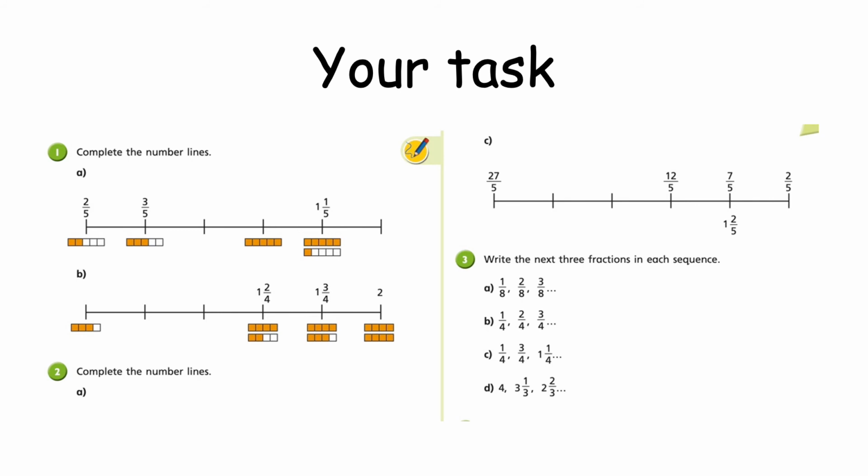Okay, in your pack you have your task and it looks like this. So, you have to complete the number lines, exactly what we've done before, and then you have to write the next 3 fractions in each sequence. Read the instruction next to the number. Okay? Have a good go. Okay? Good luck.